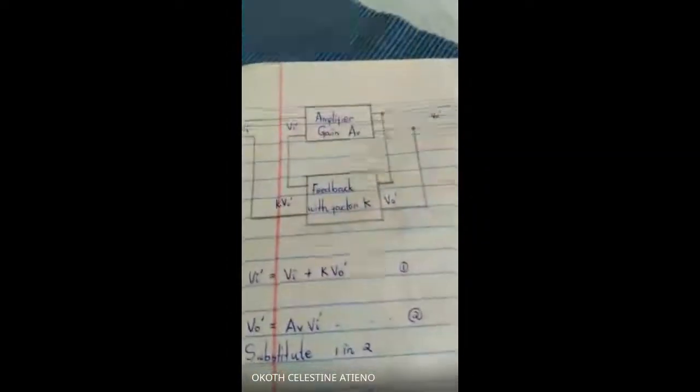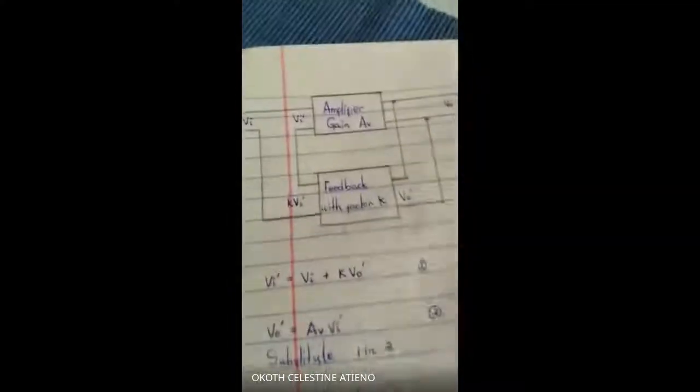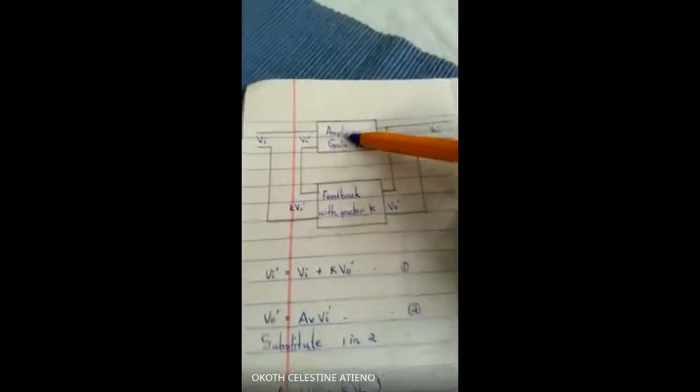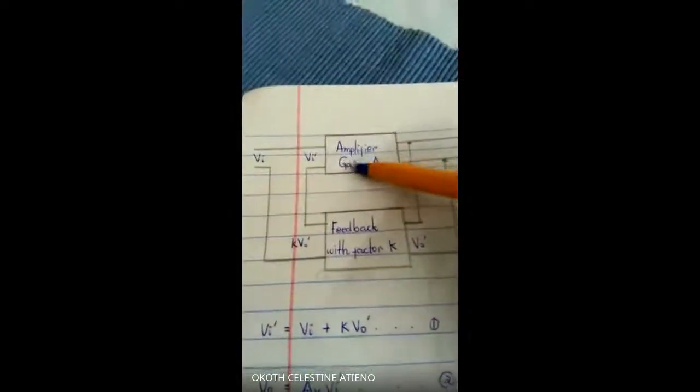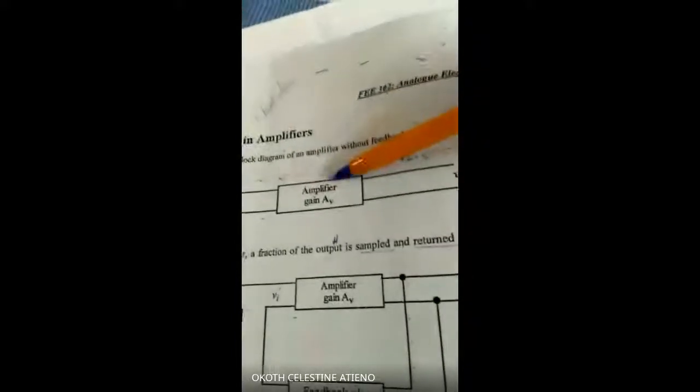If I break at some point, just let me know. So the first thing I need you to remember in this topic is we have our normal amplifiers. A normal amplifier looks like this. We normally have voltage in, then amplifier gain, and then voltage out. This voltage out is amplified by a certain factor. So this is how a normal amplifier looks.